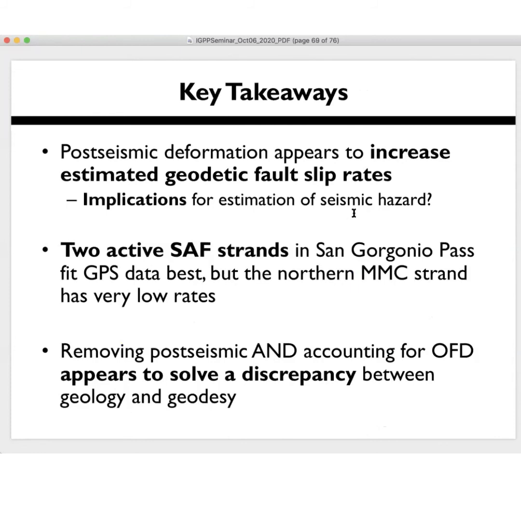So that brings me to my last slide, which is just the key takeaways from this section. The post-seismic deformation does appear to increase estimated geodetic slip rates when it's left in the velocity field, which potentially could have implications for seismic hazard assessments, but that's definitely an open question. Our models seem to prefer two active strands in San Gorgonio Pass, but that northern controversial Mission Creek strand is moving very slowly in our models. And last but not least, when we remove post-seismic and account for off-fault deformation, it appears to solve a discrepancy that's been long-standing between geology and geodesy.